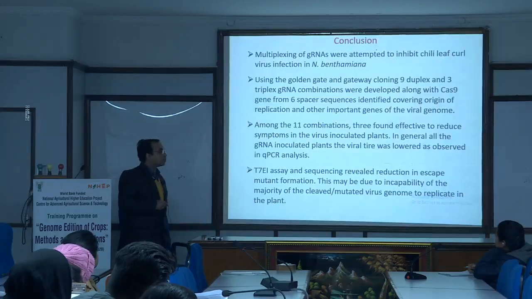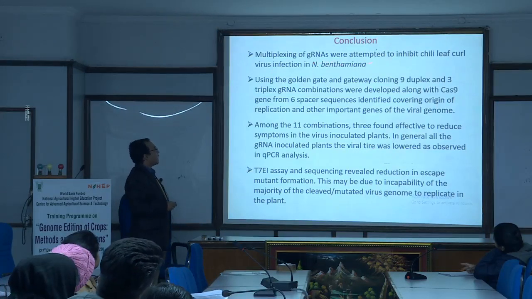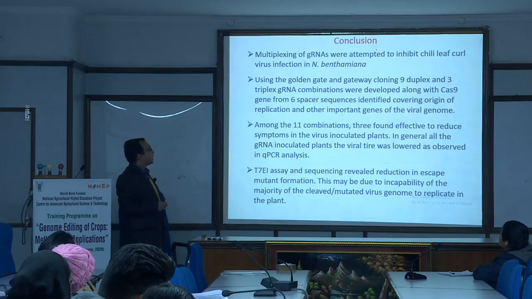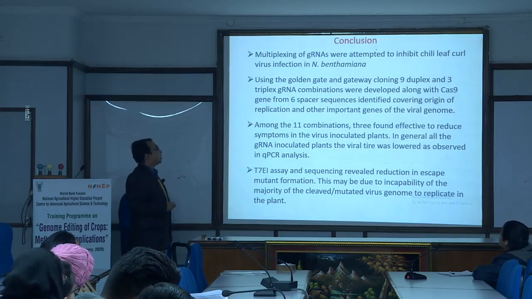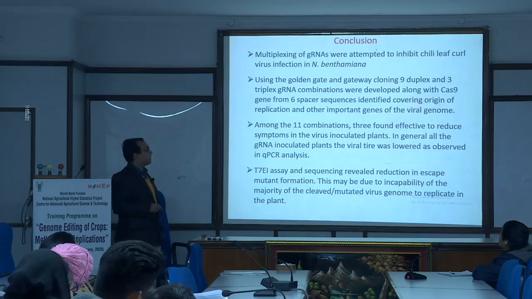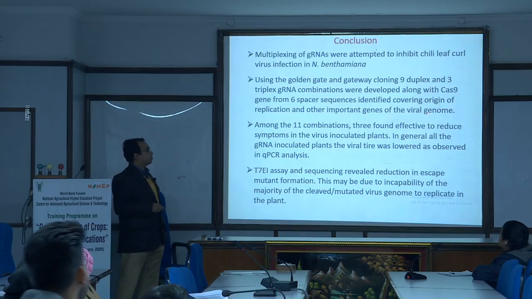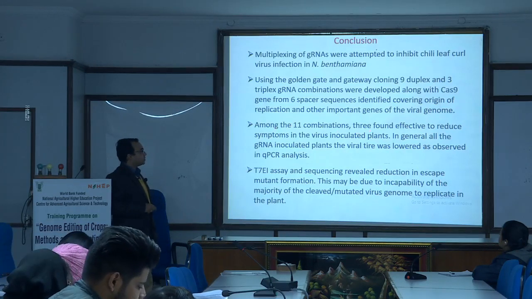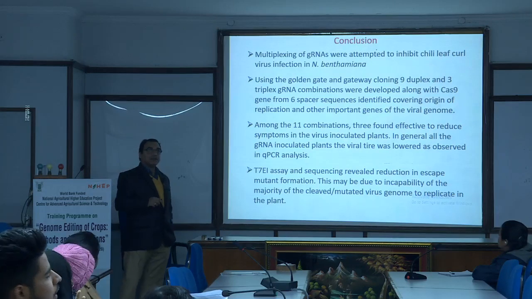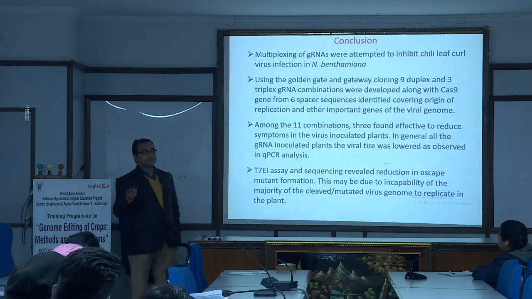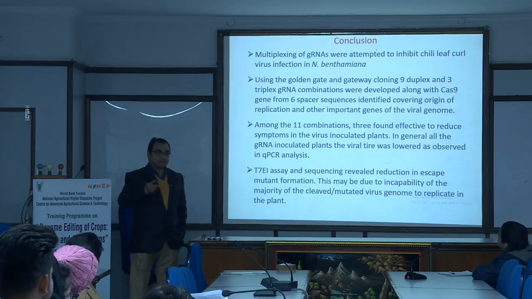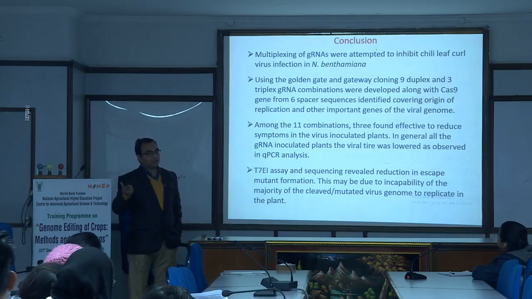So, the conclusion: multiplexing of gRNAs was attempted to inhibit chili leaf curl virus infection in Nicotiana benthamiana. Using Golden Gate and Gateway cloning, 9 duplex and 3 triplex gRNA combinations were developed with Cas9 from 6 spacer sequences identified, covering the origin of replication and other important genes of the virus. Among the 11 combinations, 3 were found effective to reduce symptoms in the virus accumulated plant, and remember that the triplex is not giving that much more reduction. So, it is not that if you introduce more gRNA, you will get a very good result.